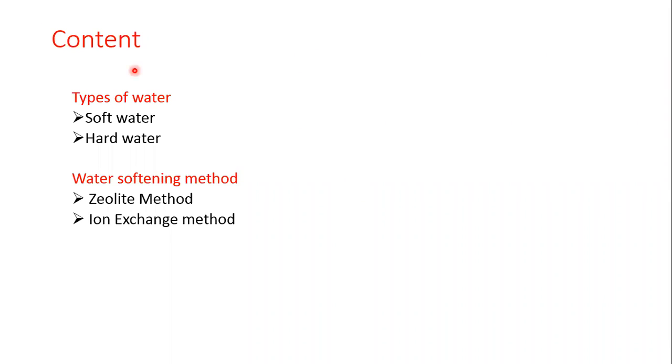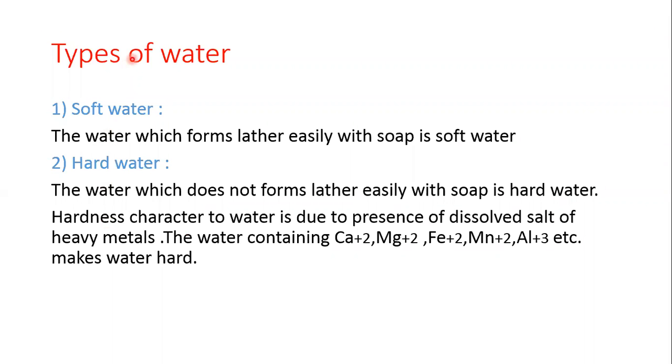So the content which we are going to cover in this topic is first, the types of water, for example soft water and hard water. And the second topic that we are going to cover is methods that we use for water softening process. First one, that is zeolite method, and the second method is ion exchange method or deionization method. So first we will talk about types of the water.